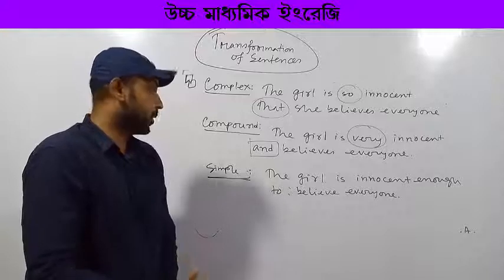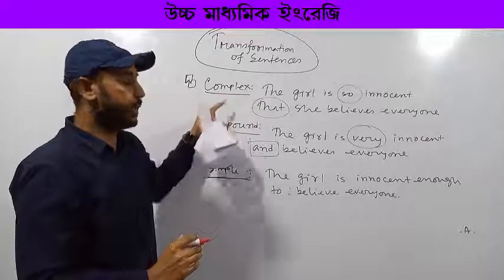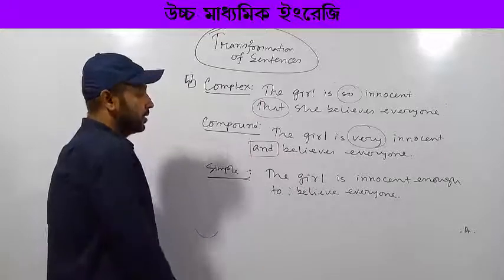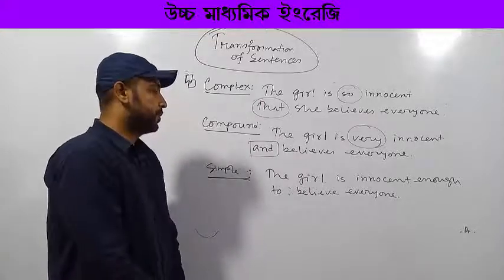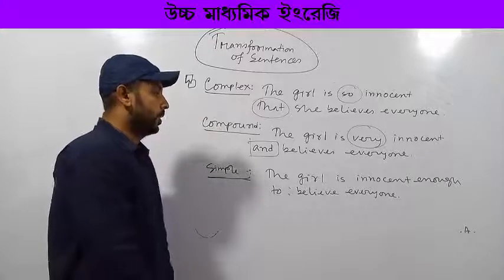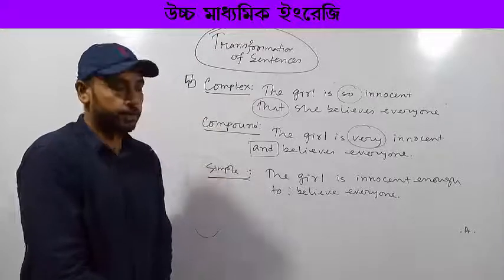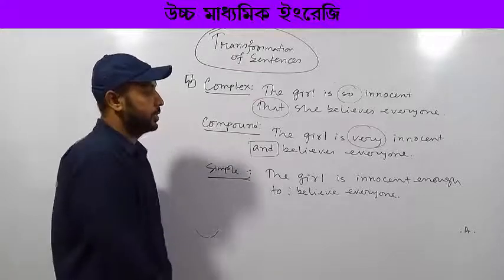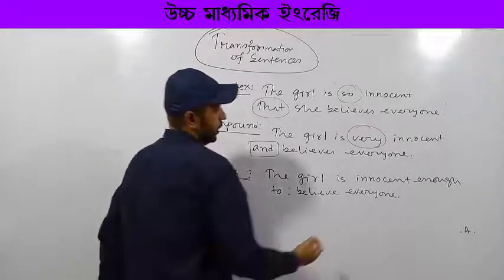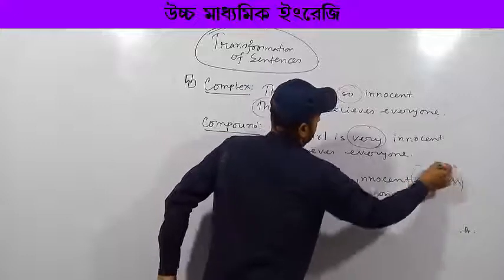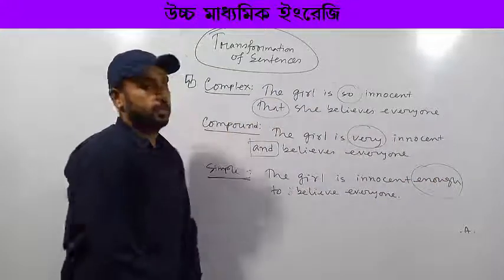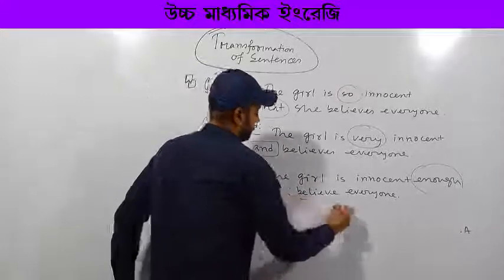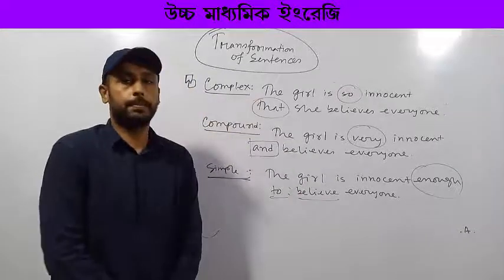If the question demands that we make this sentence simple, then we have to make it simple. The girl is innocent enough to believe everyone. There is no sign of complex or compound sentence, and this is why this is a simple sentence. Here we have to use the word enough instead of very or so, and to believe. This is a simple sentence.